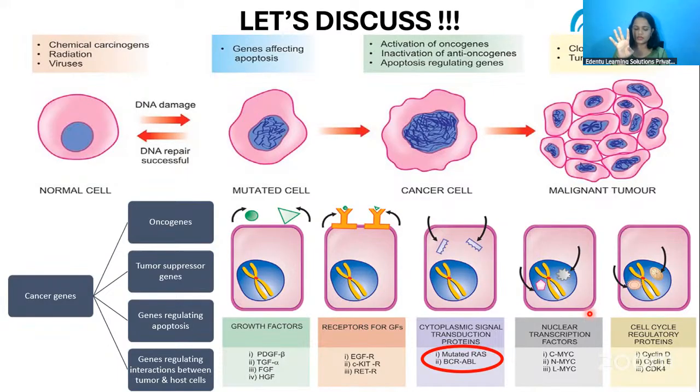Then the fourth set of genes that are involved is the genes regulating the inflammation between tumor and host cells. That is very much advanced. We don't have to discuss that.